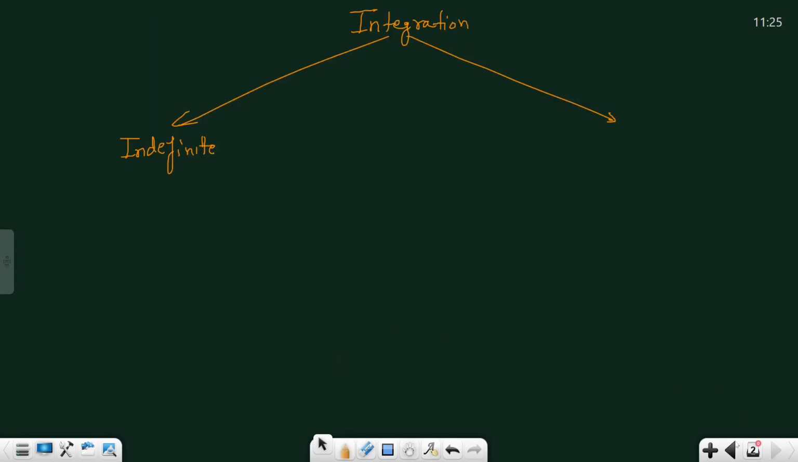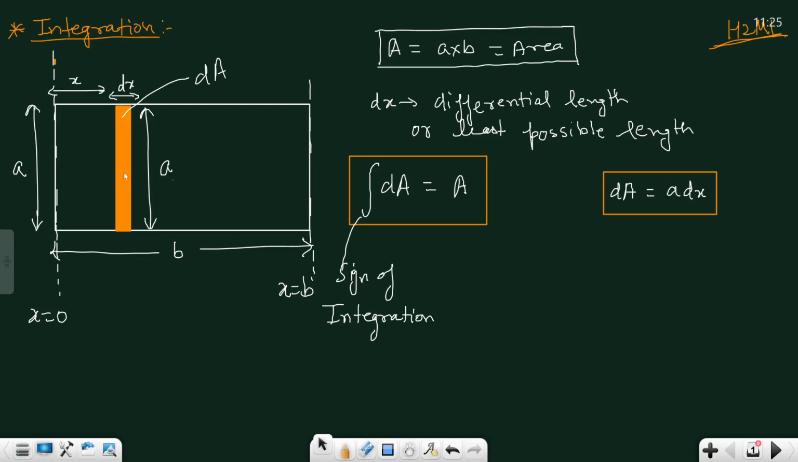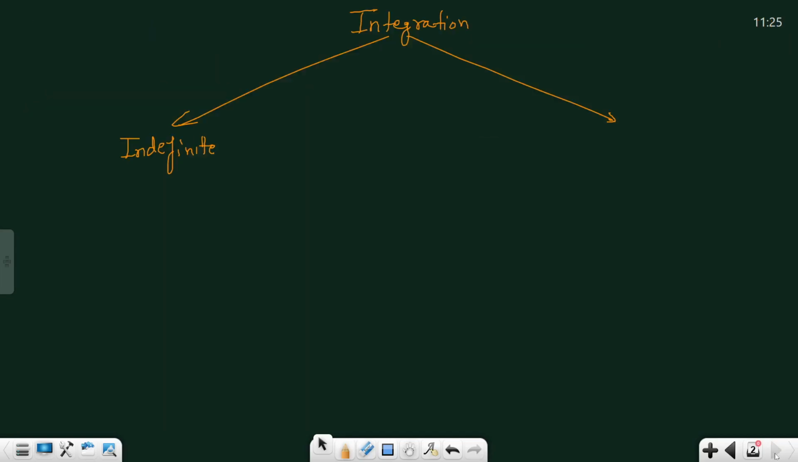But when you're sure that you have to integrate from 0 to b, or a to b, you have definite limits. Suppose you want to integrate the strip starting from 0 and ending at b, that means you have your limits, which are 0 and b. So this is called definite integration.